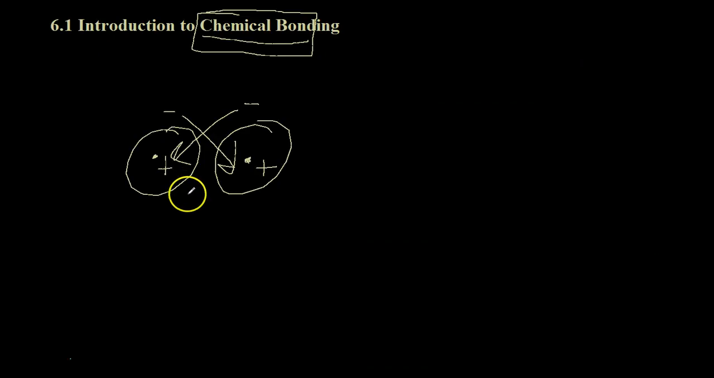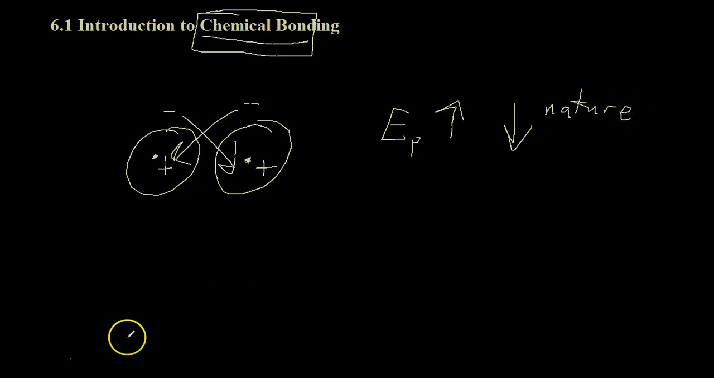And these bonds happen more often than not in nature because most atoms tend to have high potential energy. However, by combining, they can lower their potential energy by storing it in chemical bonds and become more stable, which is the natural tendency to reduce potential energy.